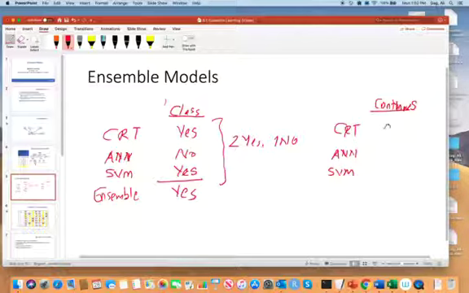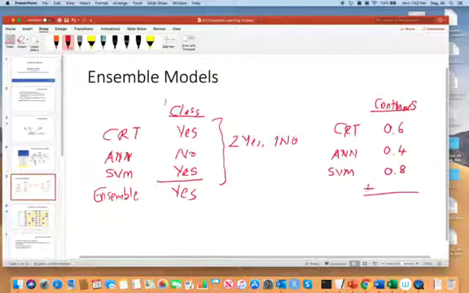Okay, let us assume that CRT thinks that Ali will play tennis with the chance of 0.6, and ANN thinks that Ali will play tennis with the chance of 0.4, and SVM thinks that Ali will play tennis with the chance of 0.8. Basically, if it's above 0.5, then CRT thinks that Ali will play tennis. Since this is below 0.5, the 0.4, therefore ANN thinks that he will not play tennis.